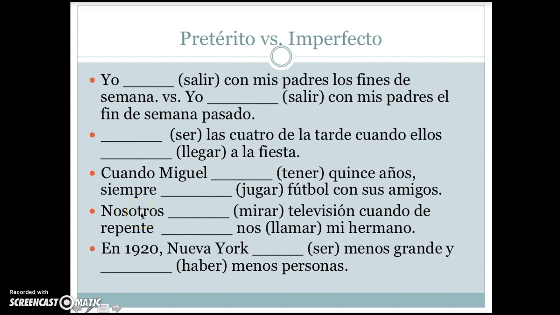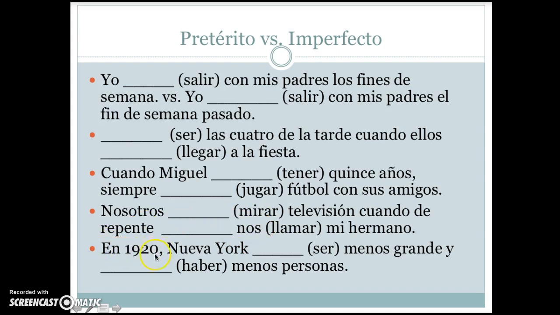Y aquí we have an example of something that was happening in the background when the foreground event occurred. Nosotros mirábamos televisión. We were watching television, imperfecto, cuando de repente nos llamó mi hermano. My brother called us. Here we have a direct object pronoun, which we'll be getting to.